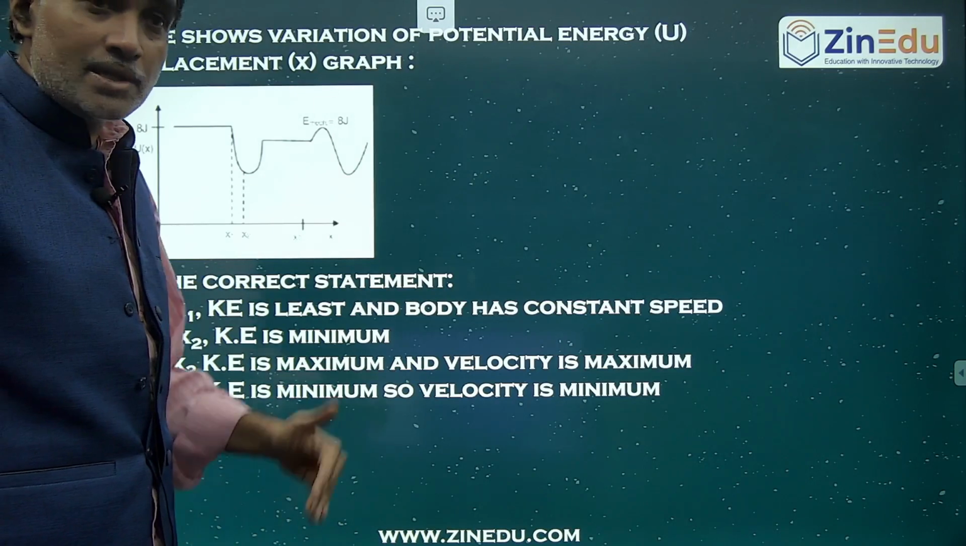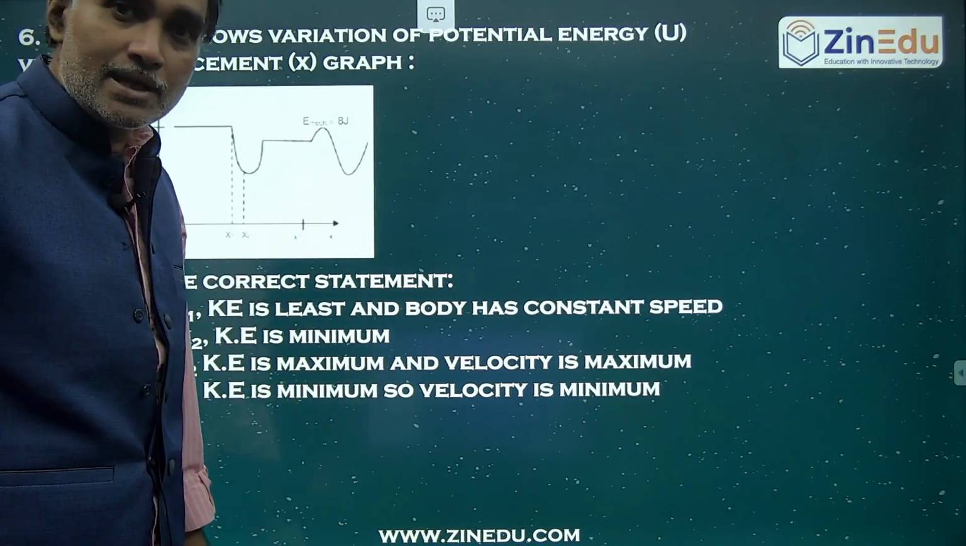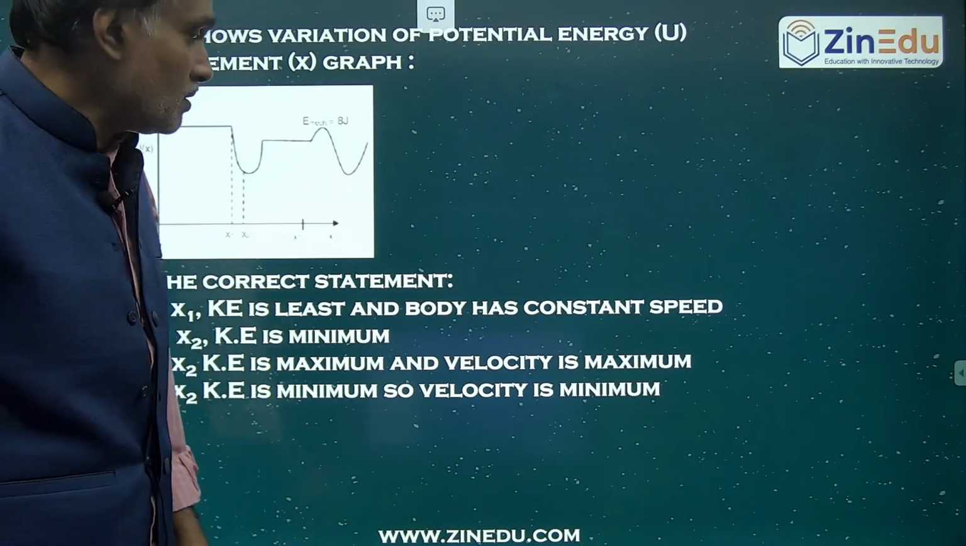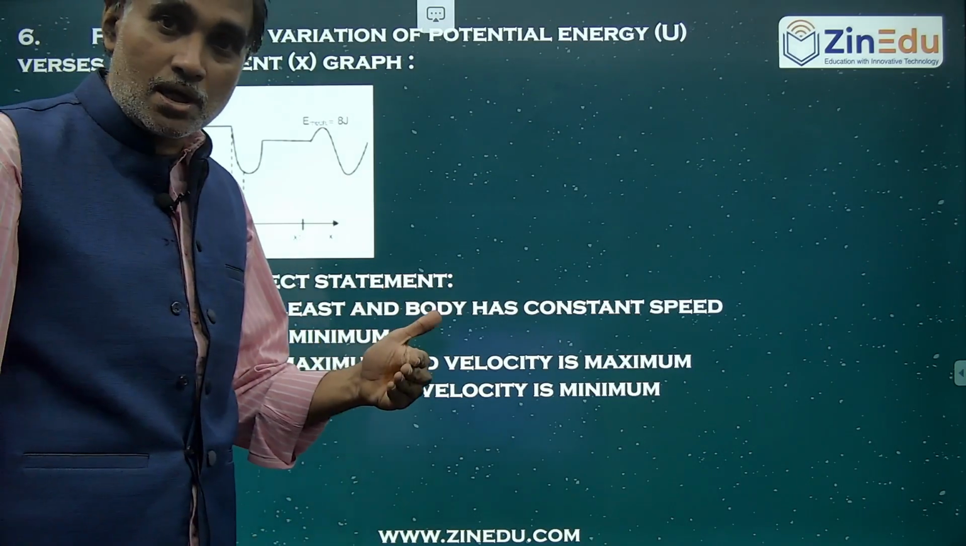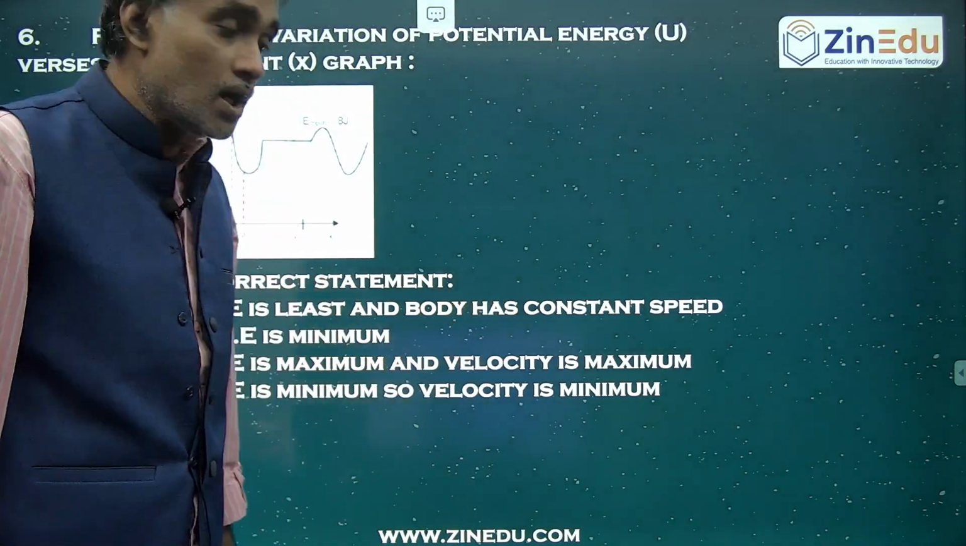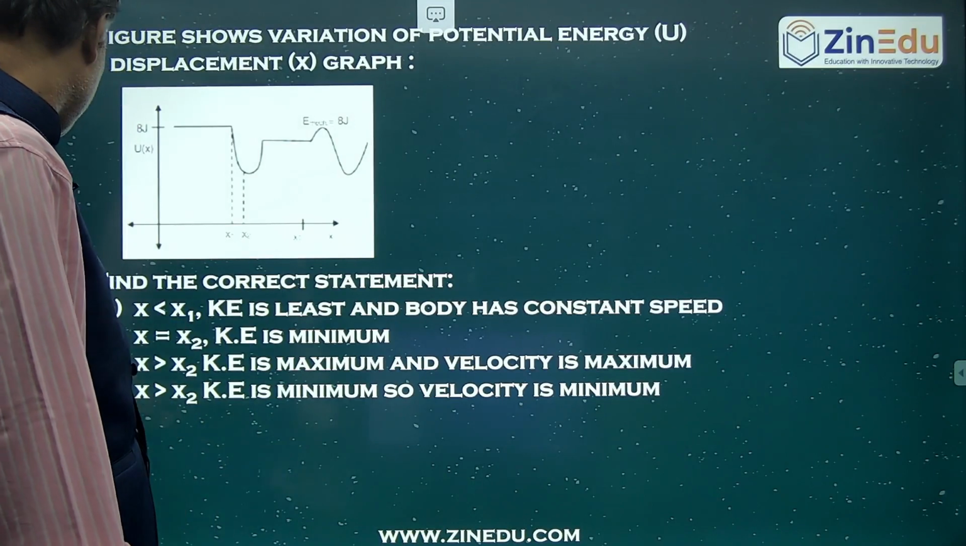Less than x1, potential energy is maximum here. Okay. Potential energy is maximum, so kinetic energy will be minimum. But constant, because potential energy is constant, total energy is constant, so kinetic energy is also constant. Answer is A.